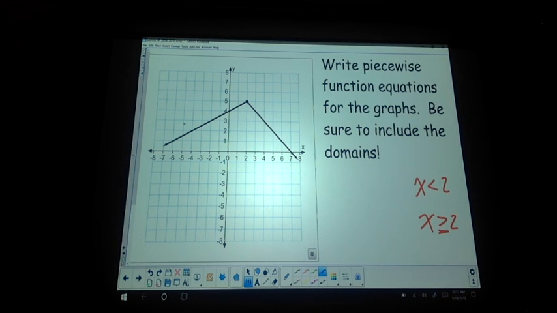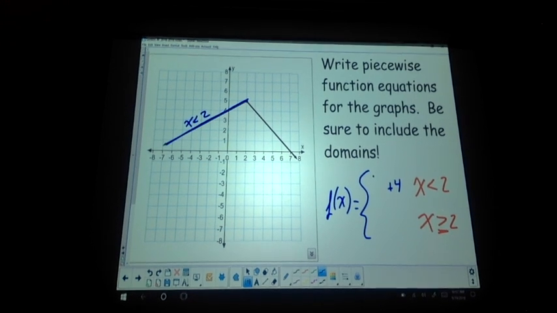I'm going to take this one. This is the x is less than 2 equation. So I do f of x, and I make my fancy looking bracket. Still with me? So now I want to find the equation to this line right here. It appears it crosses my y-intercept at a positive 4. What does it appear the slope is? Up 1, right 2. So I have a slope of 1/2.